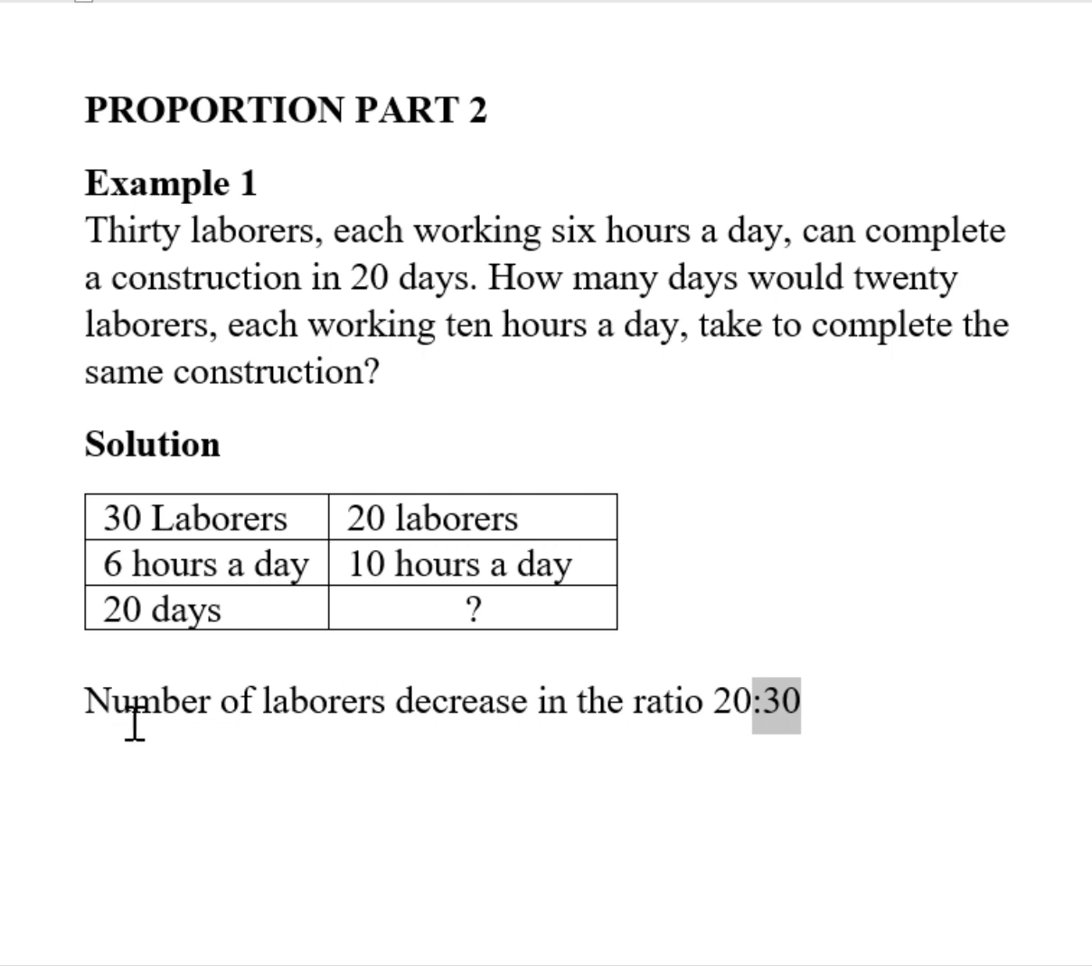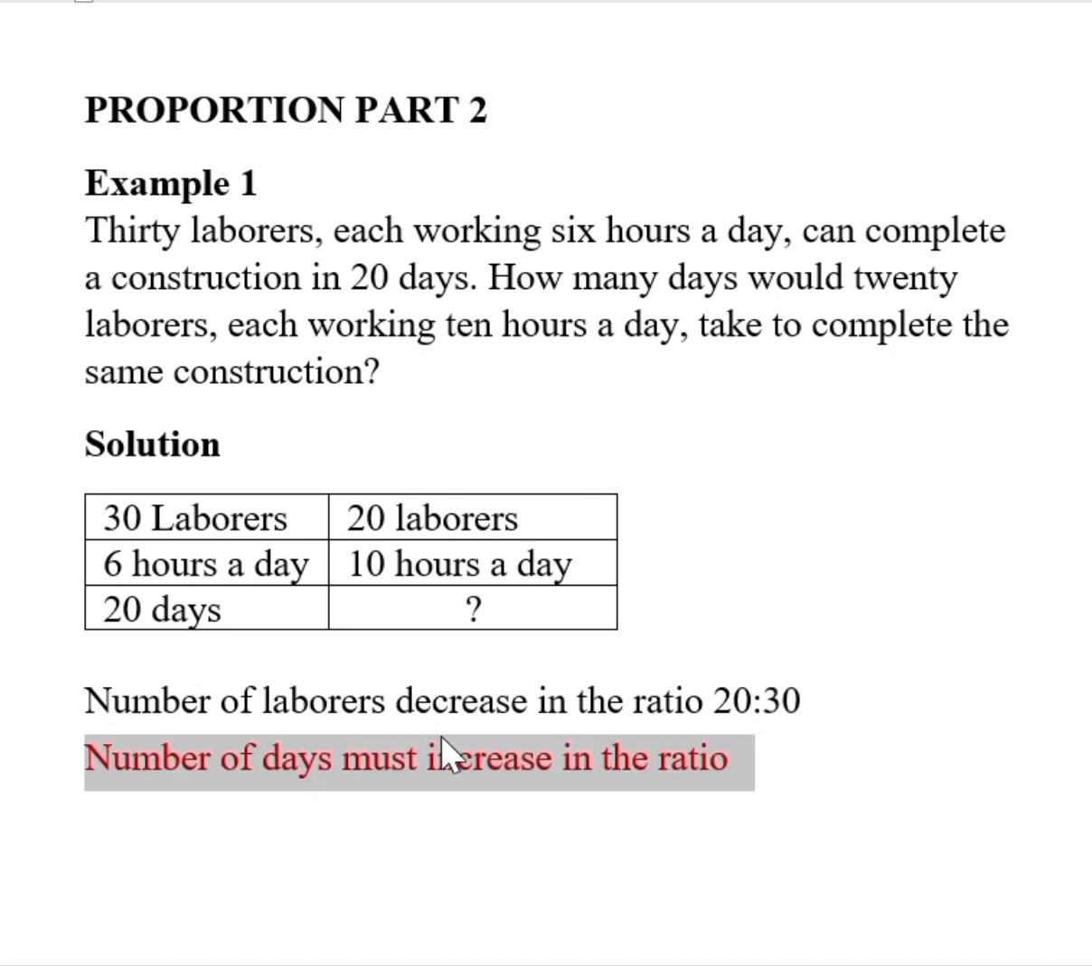Now, if we reduce the number of laborers, as I said initially, it means the number of days that they will be working will be more. So that means in ratio form, the number of days worked will increase. They will increase in the ratio. Now, because this is a decrease, which has resulted in an increase, it's like this is the opposite of this. Then we have to interchange these ratio values. So it will be ratio 30 to ratio 20. So if we reduce the number of laborers, the number of days will increase by the same ratio, but you swap the values.